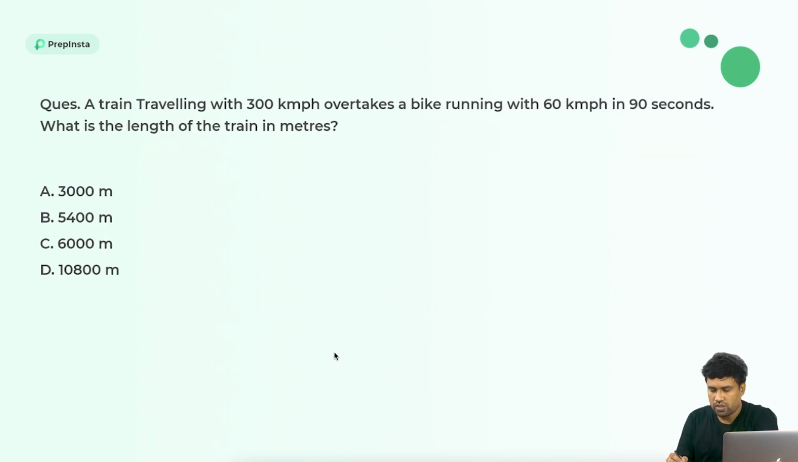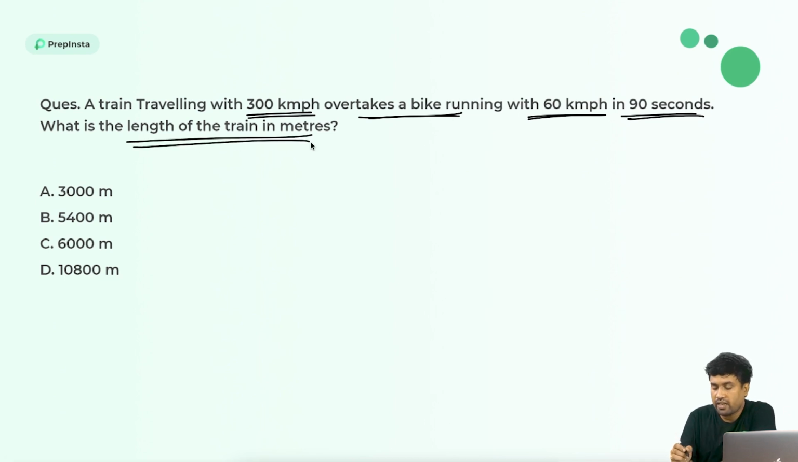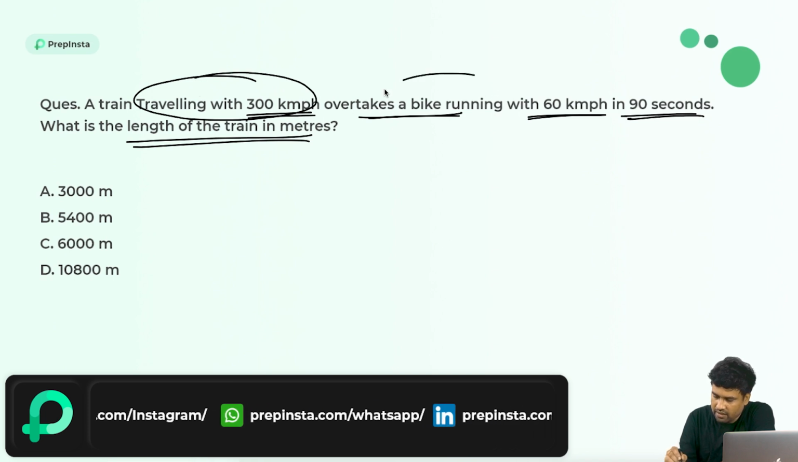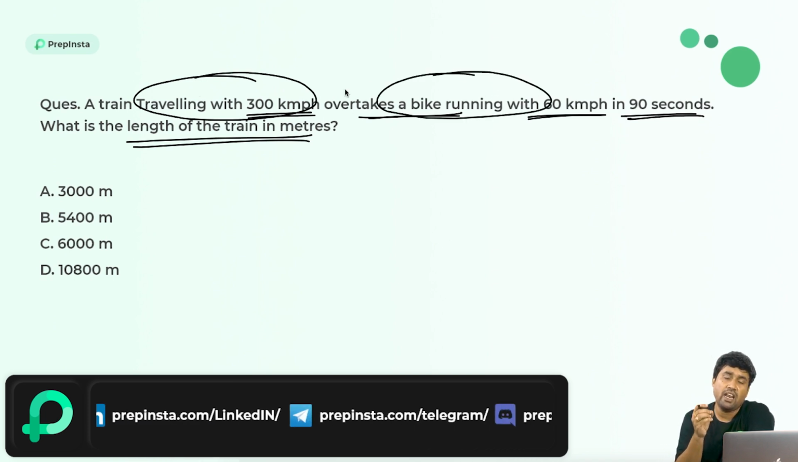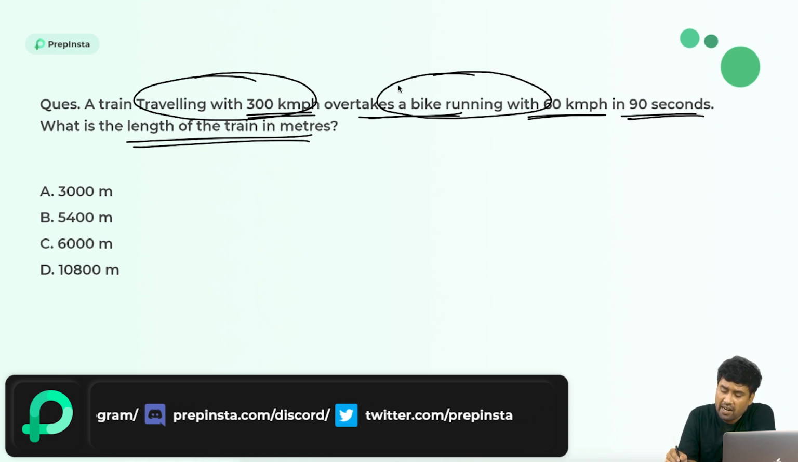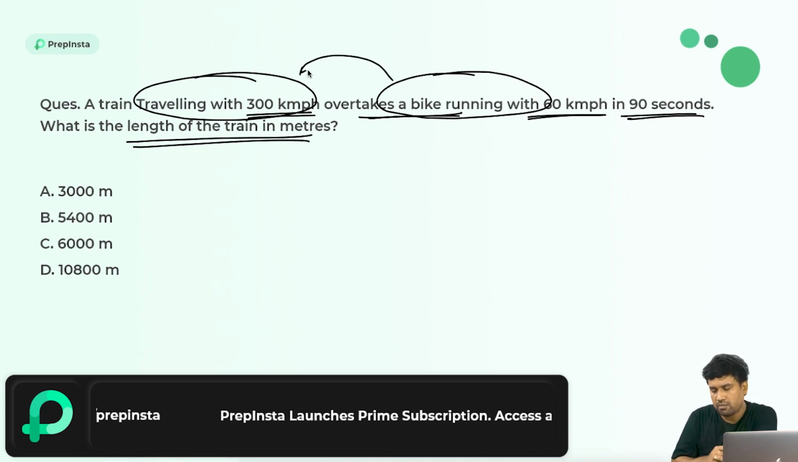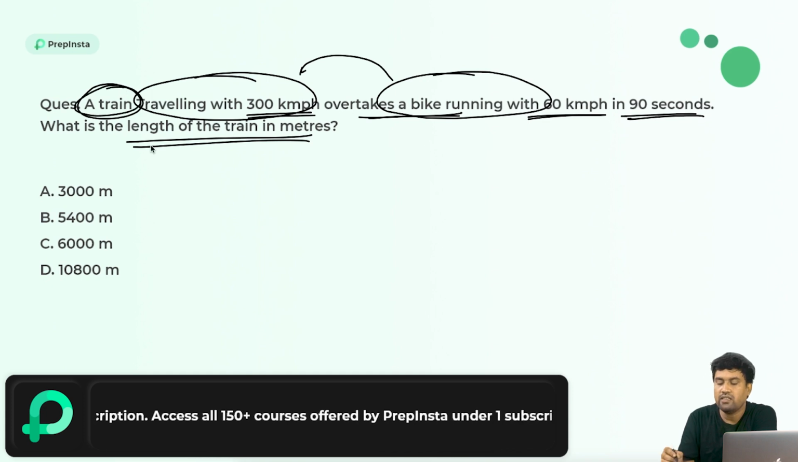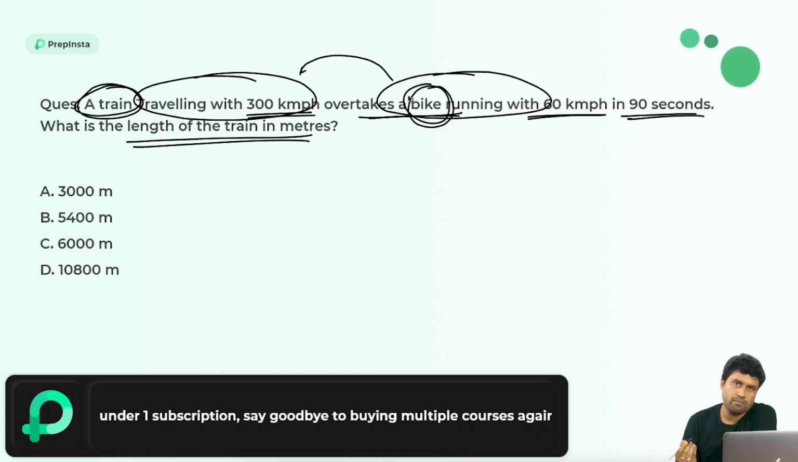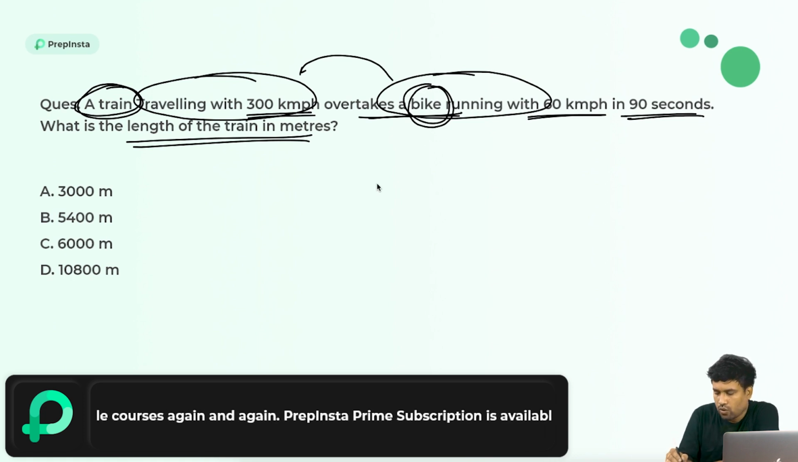So look into the next question. Just look at here, guys. A train traveling with 300 kilometers per hour overtakes a bike running with 60 kilometers per hour in 90 seconds. What is the length of the train in meters? Whenever two objects are traveling and one object's length is very negligible compared to the other, for example, when you compare the train length, the bike length is very negligible, right? So you don't have to consider the bike length. The formula is distance equals speed into time.